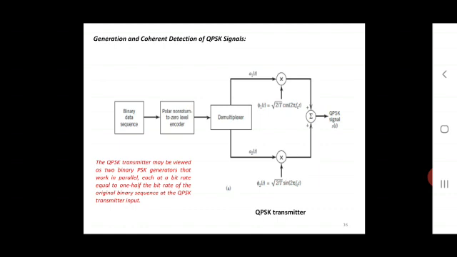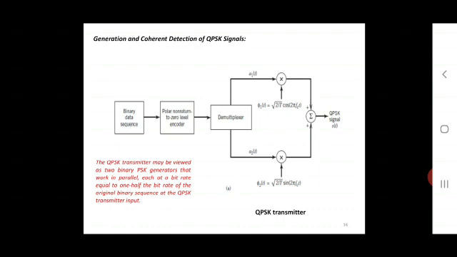So the QPSK transmitter may be viewed as two binary PSK generators that work in parallel, each at a bit rate equal to one half of the bit rate of the original binary sequence at the QPSK transmitter input. This is a very important point here. Already we have seen in QPSK modulation, the information bits are divided into two sequences, that is odd sequence and even sequence.